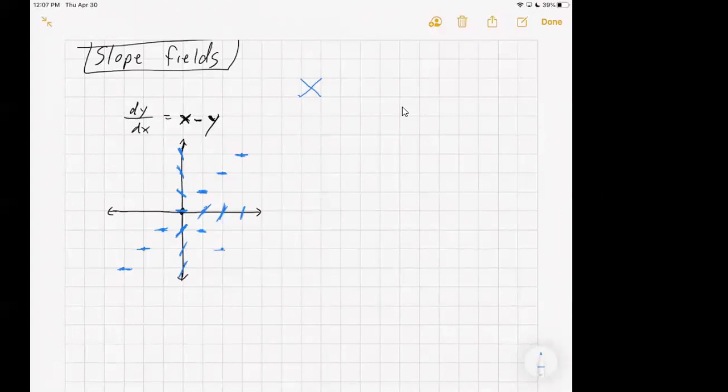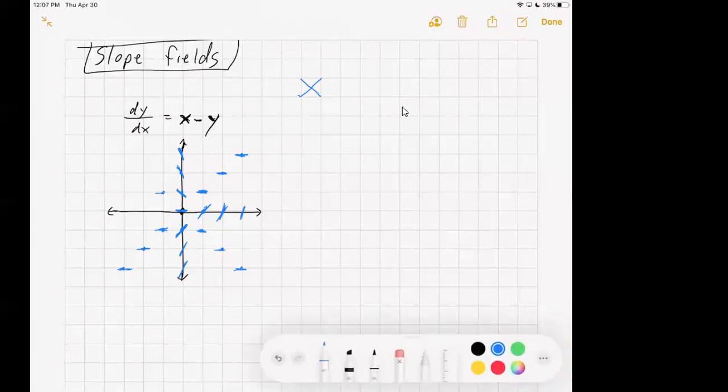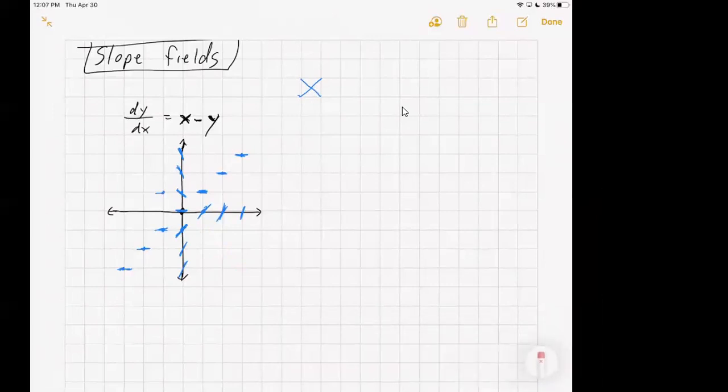Negative 2, 2, slope of 0. Negative 3, 3, slope of 0. And we can do the same thing here. Oh, I need to be careful now. If I go upward, oh, those are all wrong that I just put in. Let me change those. Those were positive x's.